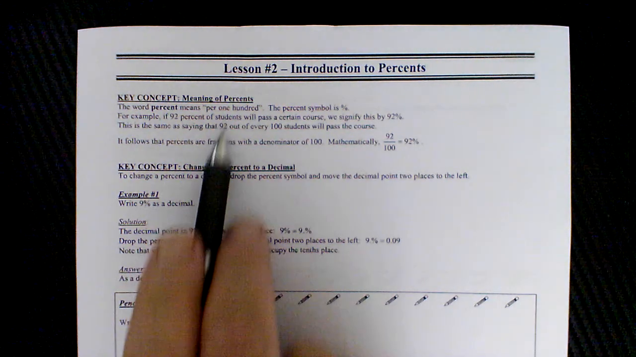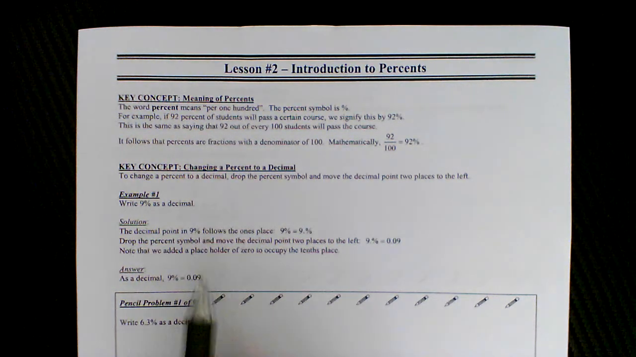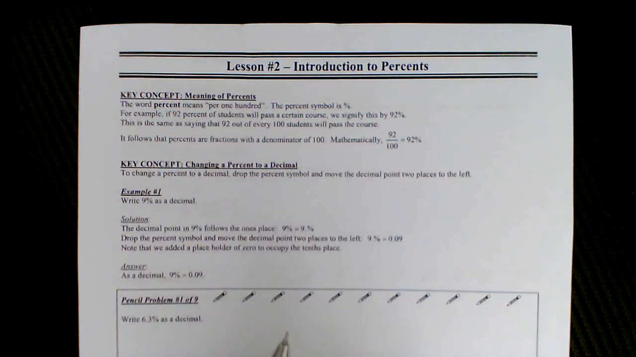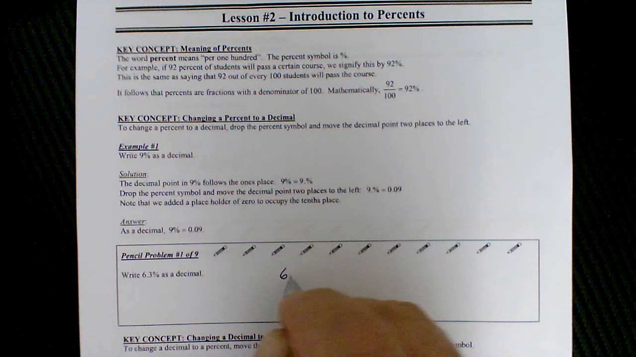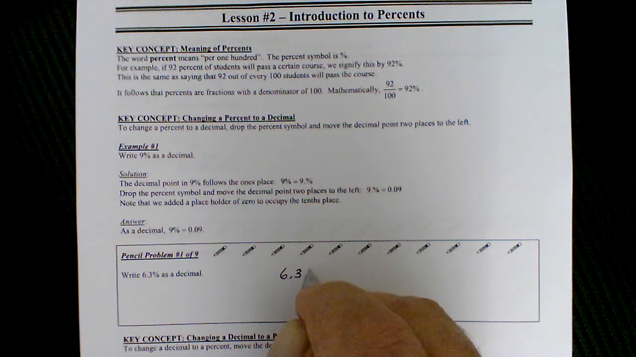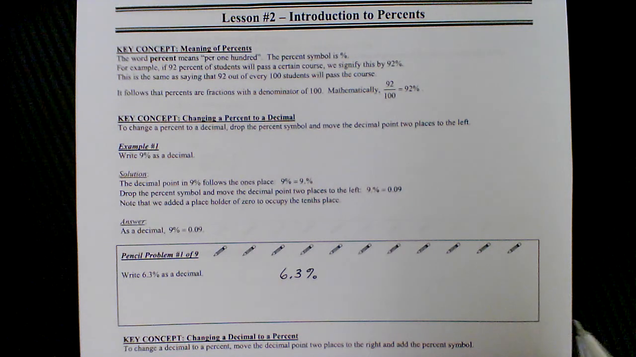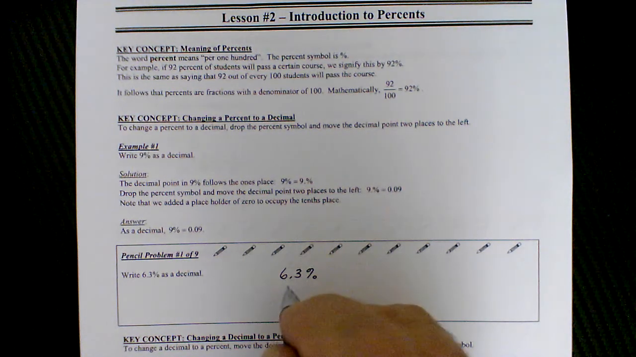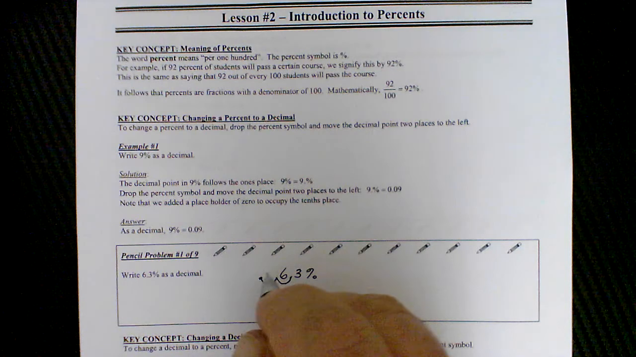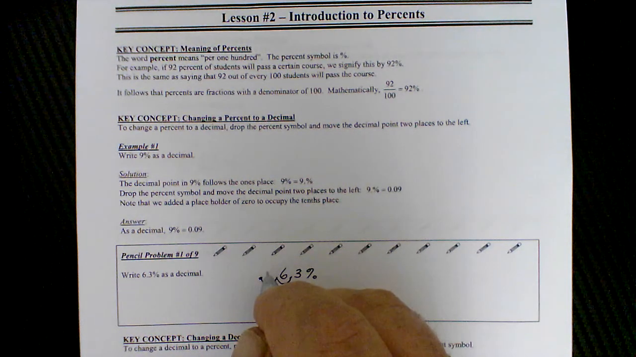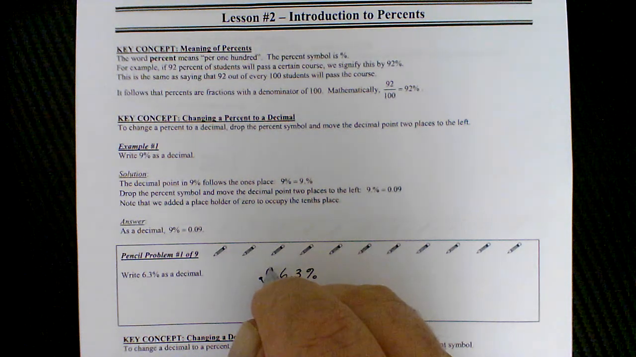You could read the key concepts in the example here, but essentially to change a percent to a decimal, we're just simply going to move the decimal point 2 places to the left and drop the percent symbol. So here's the given percentage, 6.3%. I'm going to use these little loops to indicate movement of the decimal point 2 places to the left. That little space in there requires a placeholder, and that placeholder of course is a 0.